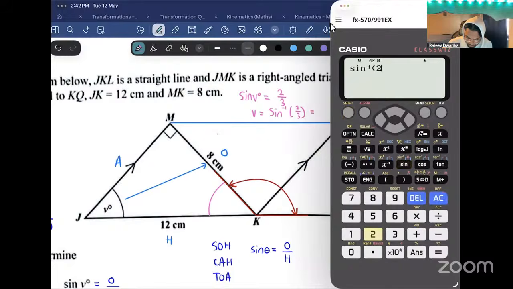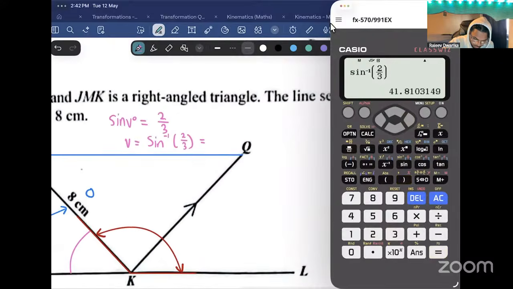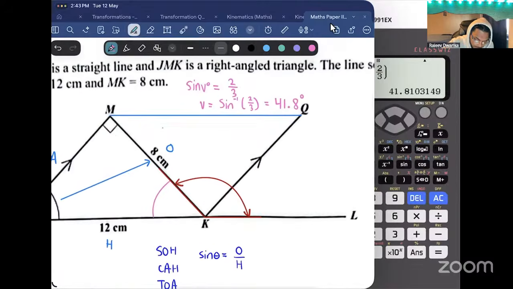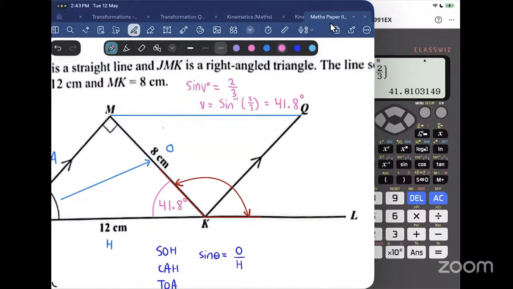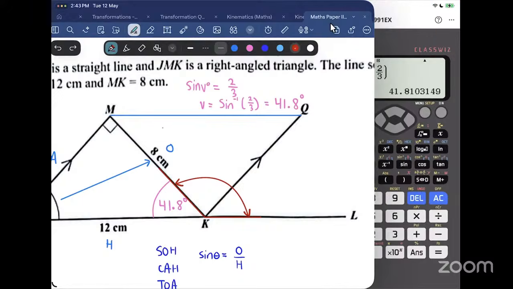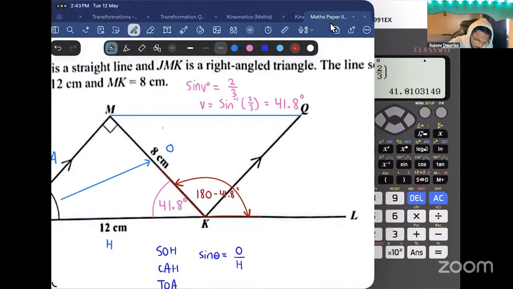Sine inverse of 2/3. And I'm not just speeding through this crazily because I know future kids will use this. That'll be 41.81. Well, CXC says all angles should be to one decimal place, right? So one decimal place will be 41.8 degrees. So you understand that angle V is 41.8 degrees, yeah? Yes, sir. So if that is 41.8 and we know angles along a line sum to 180, what would this be? So 180 subtract 41.8.